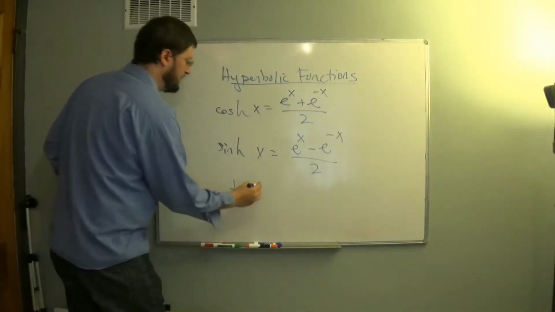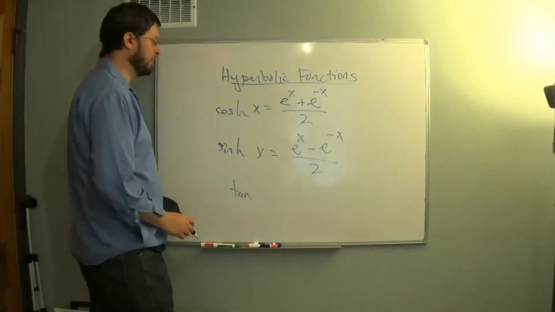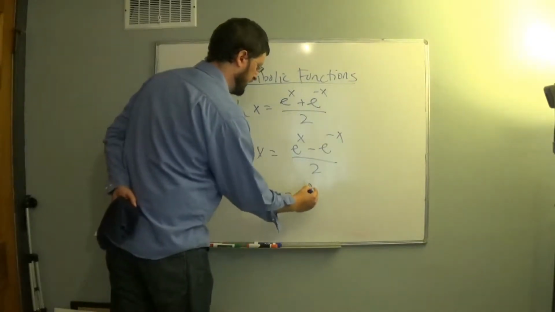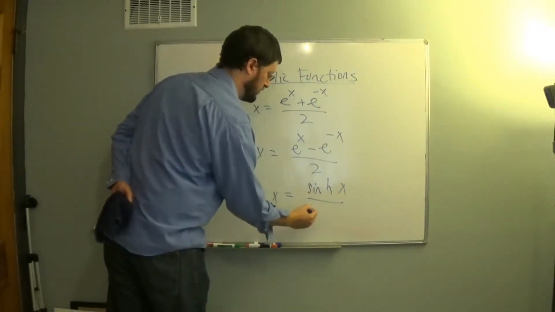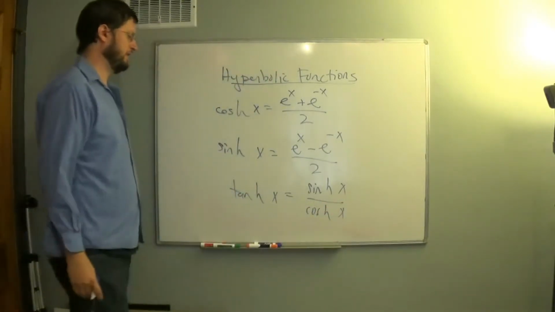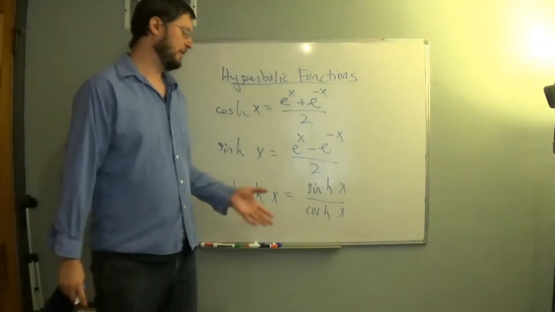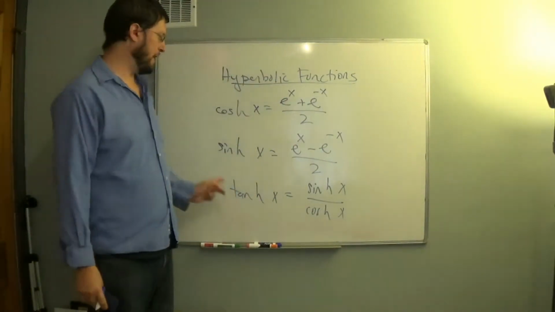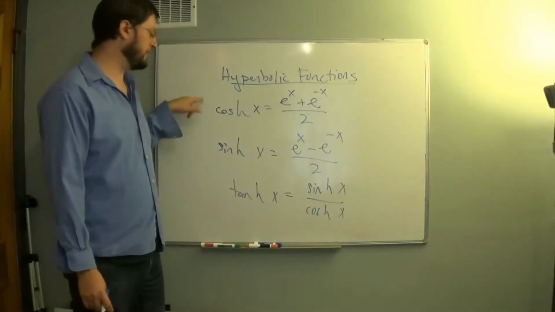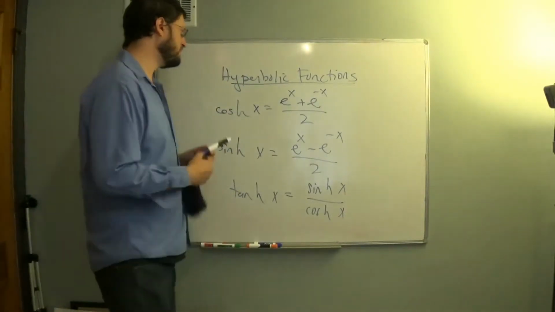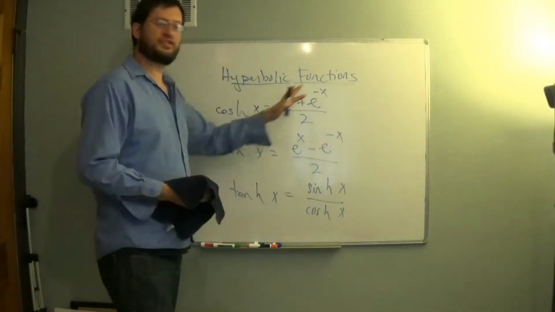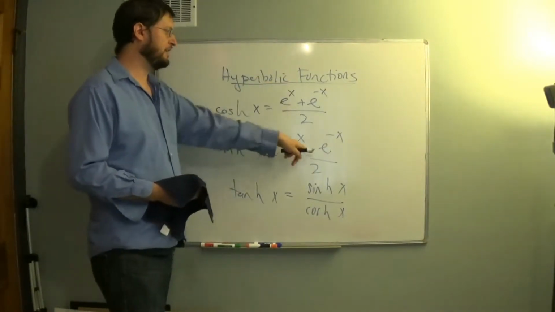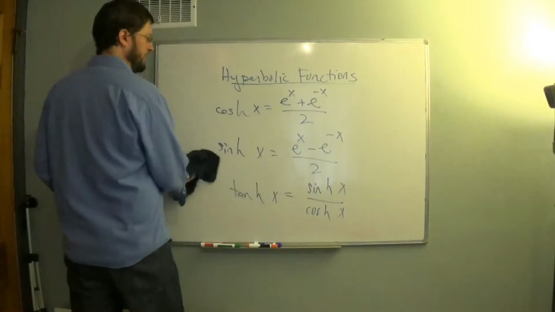The rest of them behave just like you would hope as far as the relationship with our standard trigonometric functions. Tan h is sine h over cosine h of x. And the rest of them, from secant and cosecant and cotangent, are all exactly what you would expect based on these initial definitions of cosine h and sine h. That's fine. It's really just something to memorize at this point, how these things work. Remember that the cosine is the average, so it has the plus, and the sine has the negative between the two.